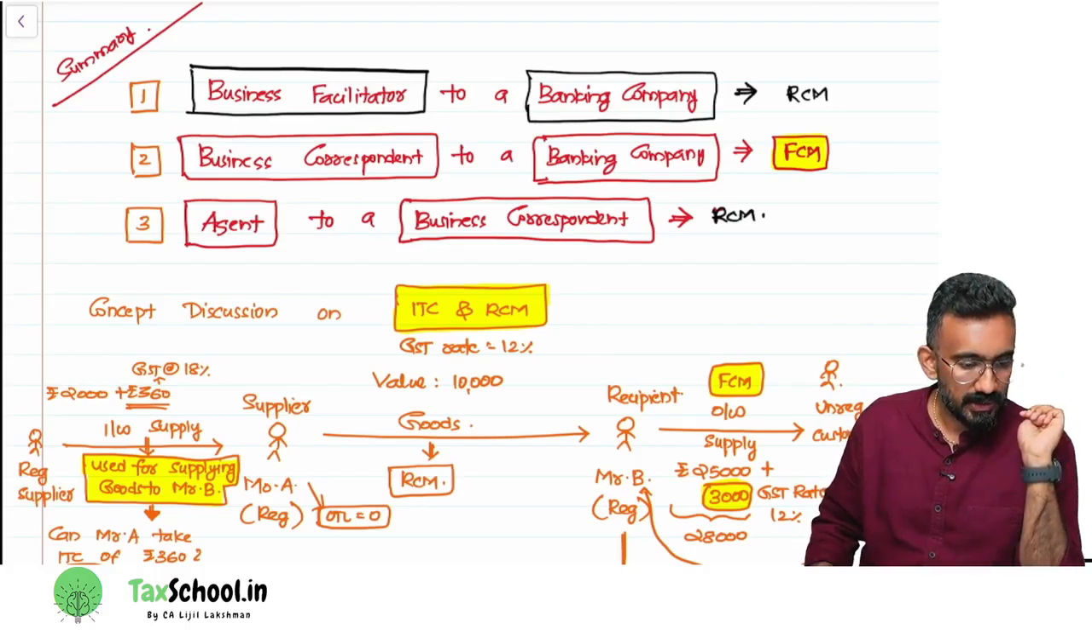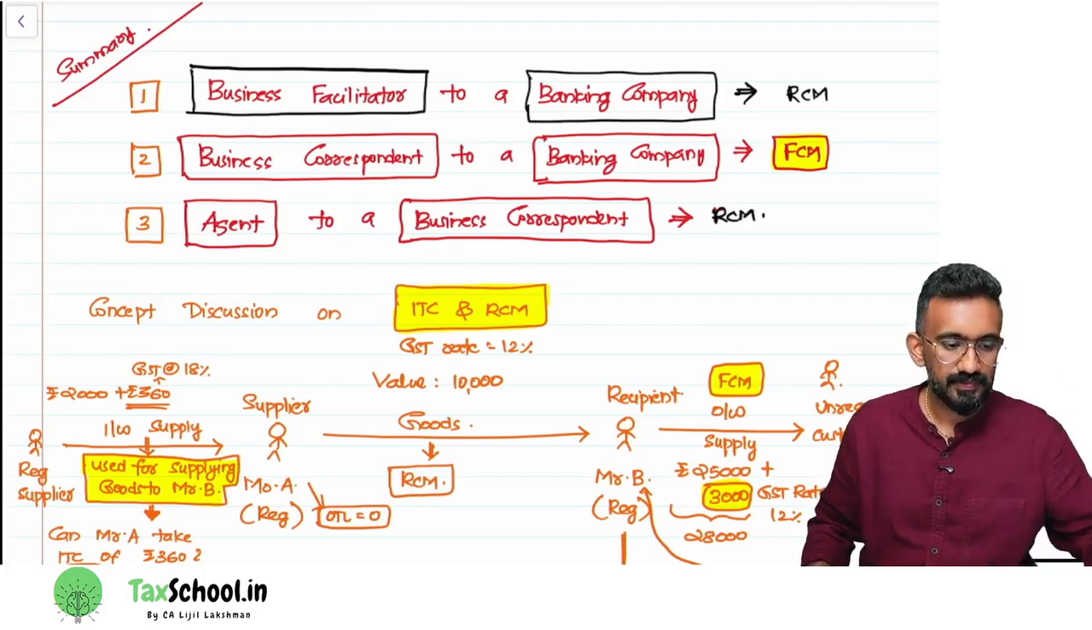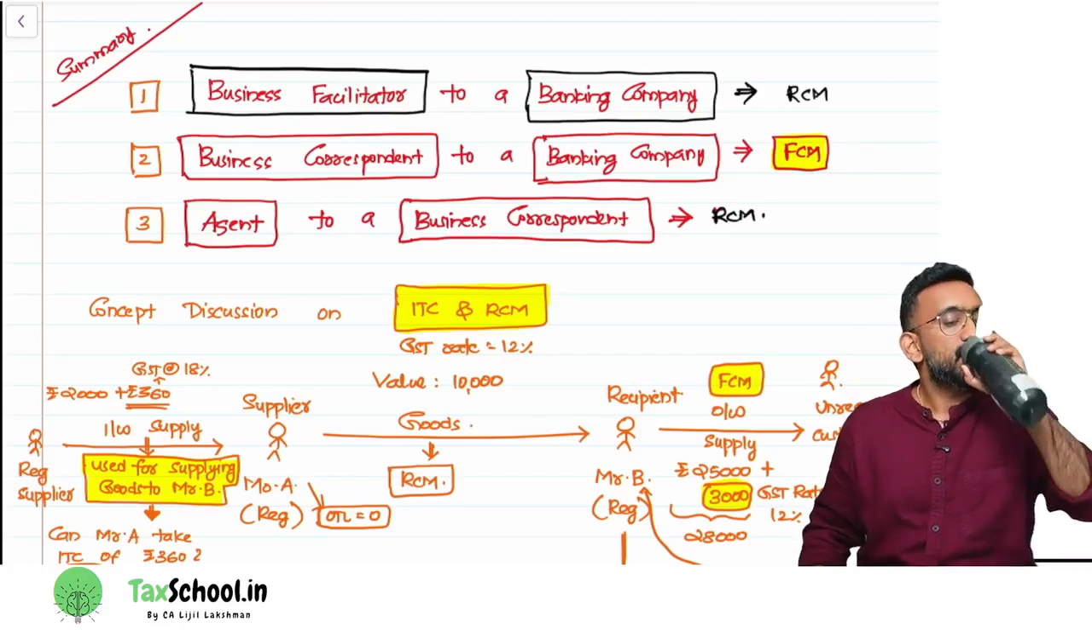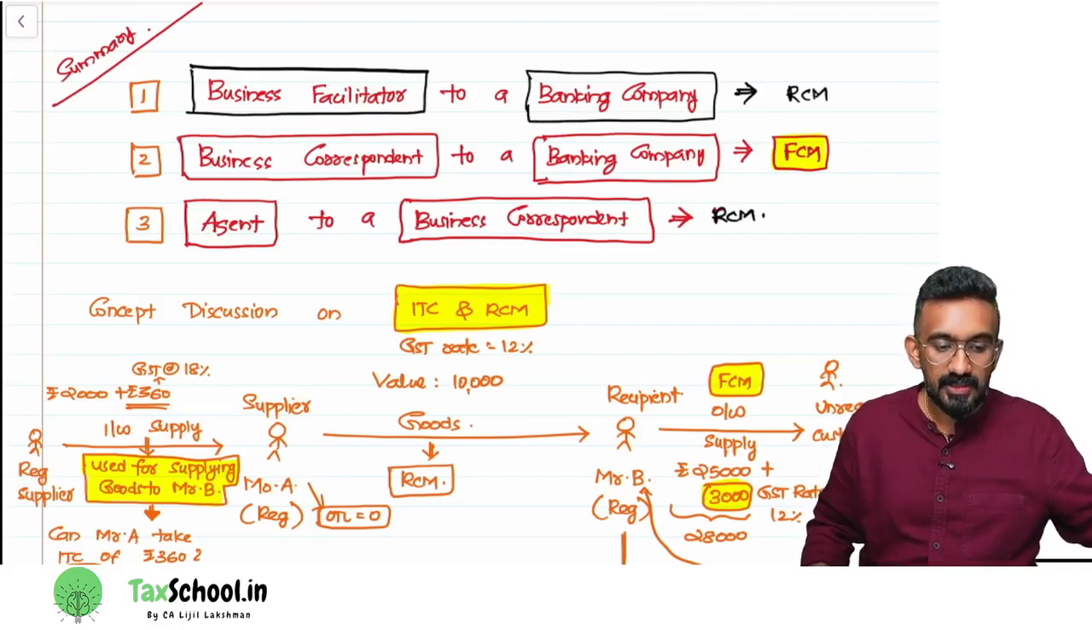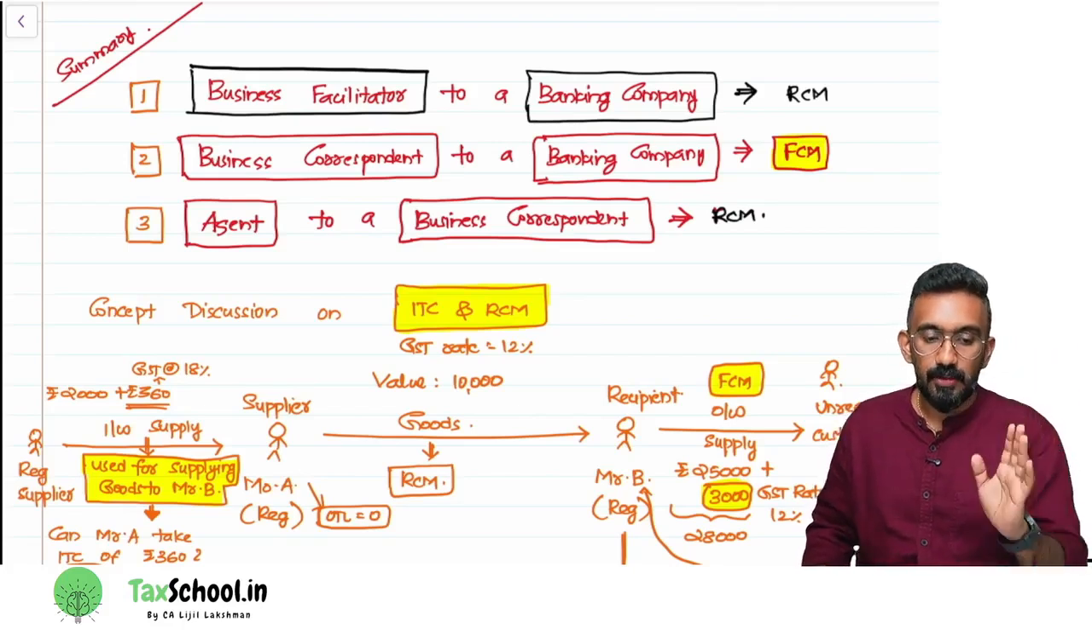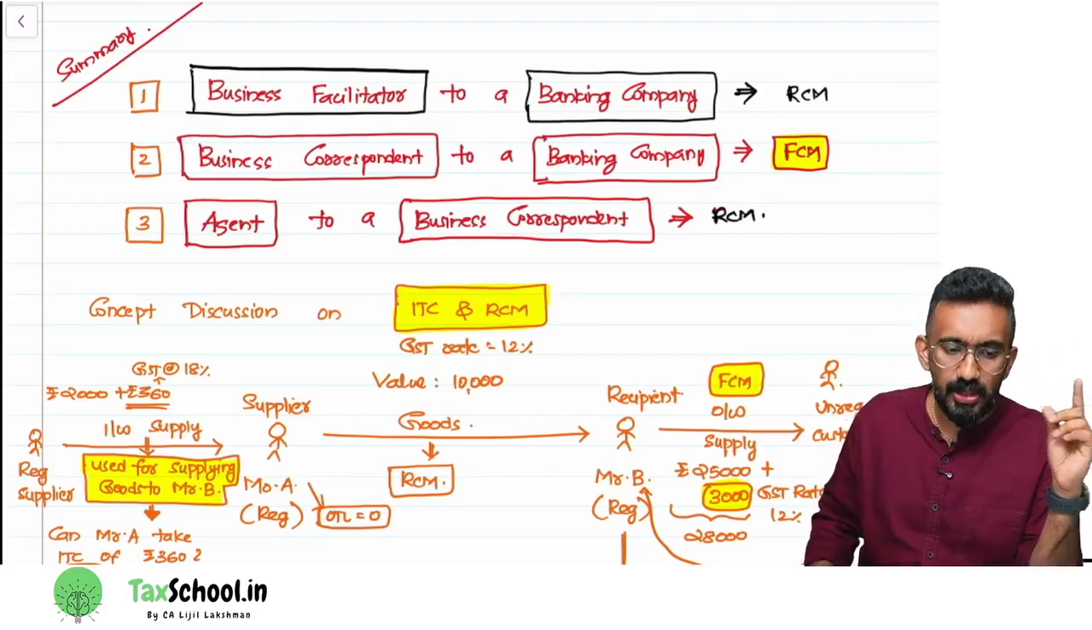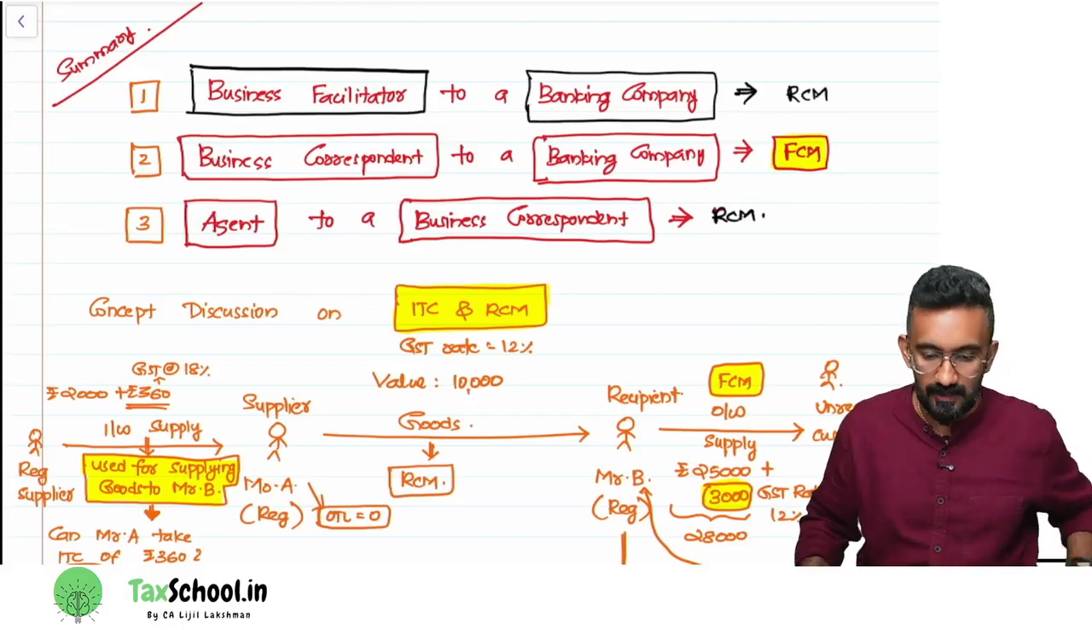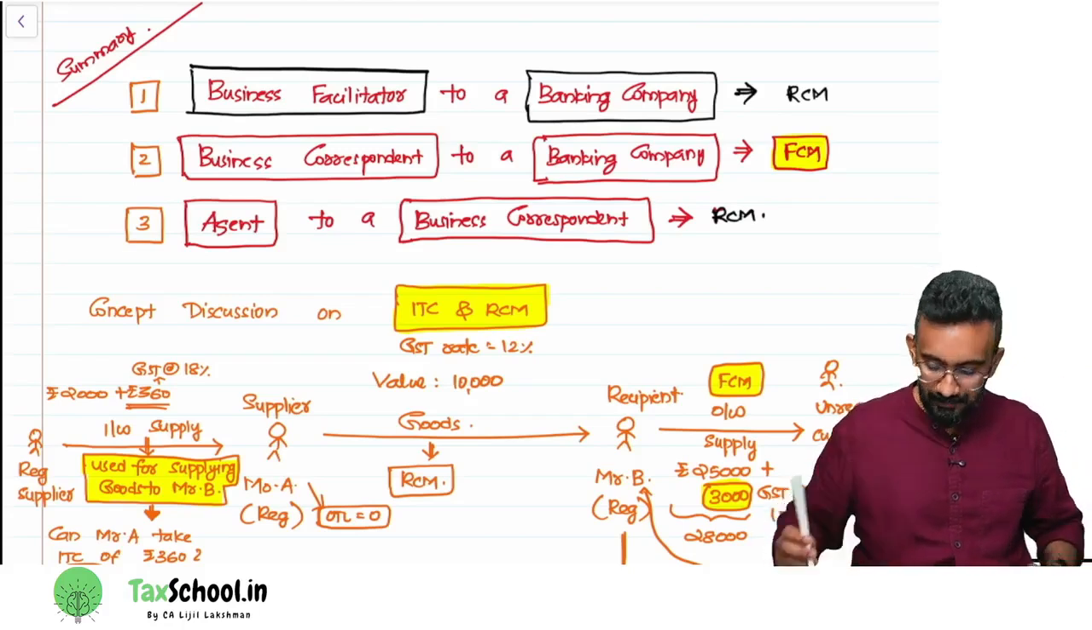Are you guys understanding this? Everyone focus on the screen, please. So we have 3 transactions. Please remember, correspondent to bank is under FCM. That's the most important part, right?